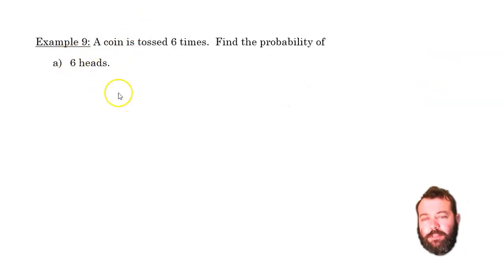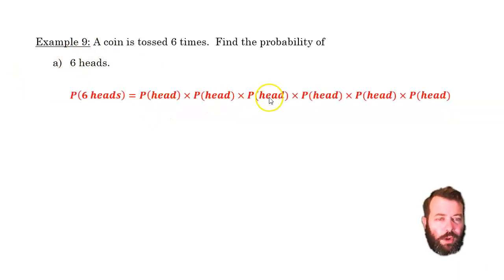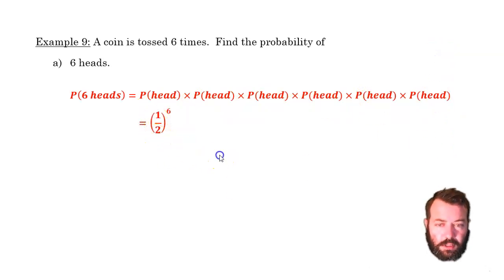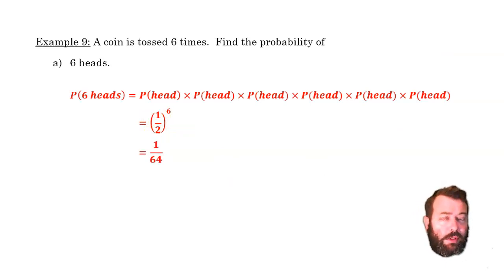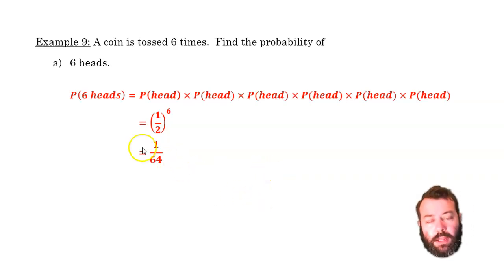So the probability of 6 heads is 1/2 times 1/2 times 1/2 times 1/2 times 1/2 times 1/2. That's 1/2 to the power of 6, which is 1 in 64. So if I flip a coin 6 times, the probability that it lands on heads each time is 1 in 64.